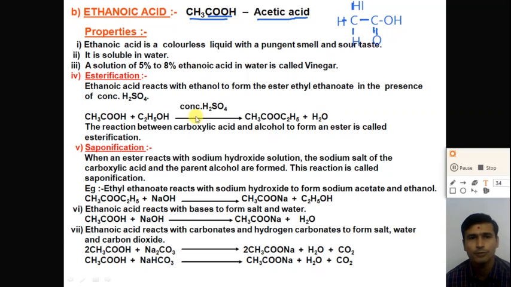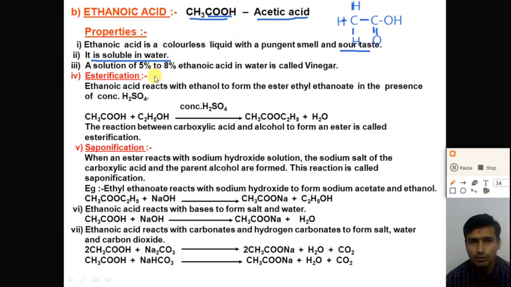So now, what are the properties of ethanoic acid? Ethanoic acid is a colorless liquid with a pungent smell and a sour taste. It is also a colorless liquid with a pungent, pleasant smell. Ethanoic acid is soluble in water, right?